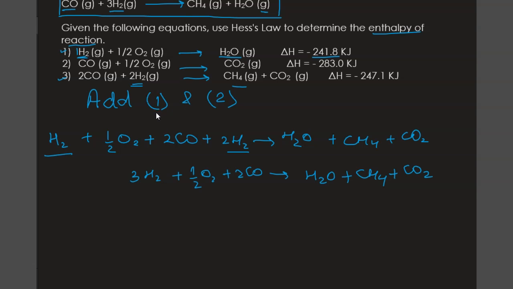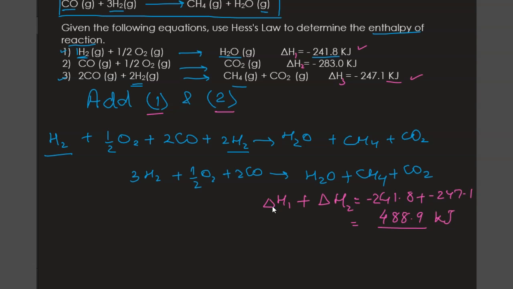Now, as I told you, what we do with the reaction, because we added reaction number 1 and reaction number 3, we do the same thing with their delta H's as well. So I'm going to add the delta H of the first reaction to the third reaction. Let me write it down as delta H1, delta H2, and delta H3. All I'm doing is adding delta H1 plus delta H2. So this is negative 241.8 plus negative 247.1, and this would give me negative 488.9, with units of kilojoules. That would stay the same. So this is going to be the delta H for this particular reaction.